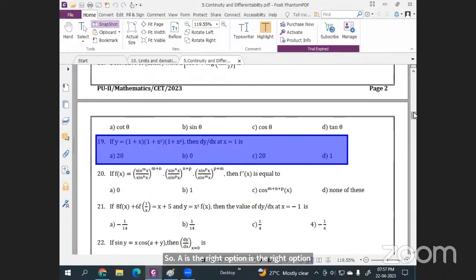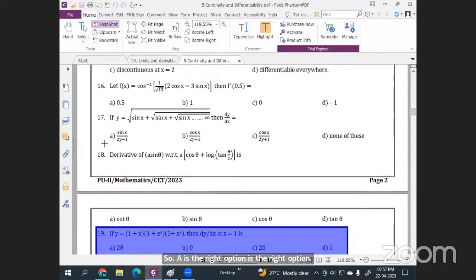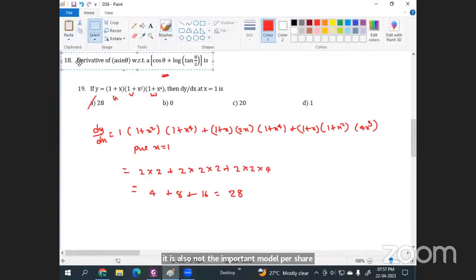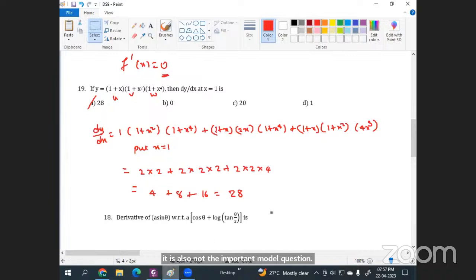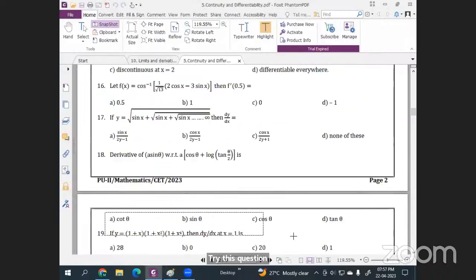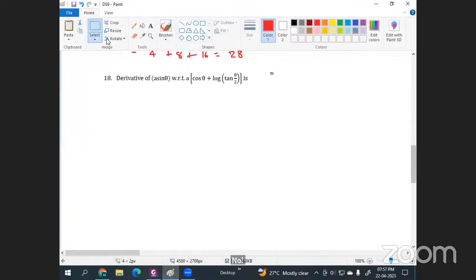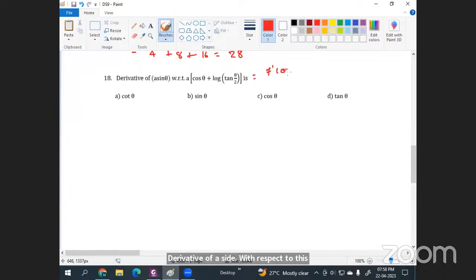And next, it is also one of the important model questions. Try this question. Right? So these are the options. I told you the derivative of A sin theta with respect to this one. So the formula is f dash of theta by g dash of theta.